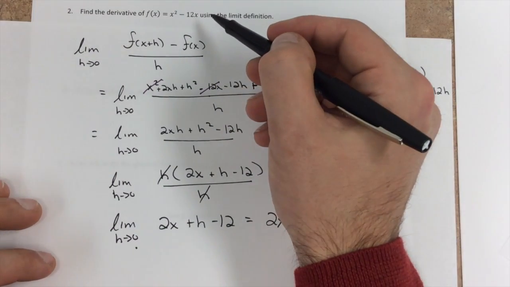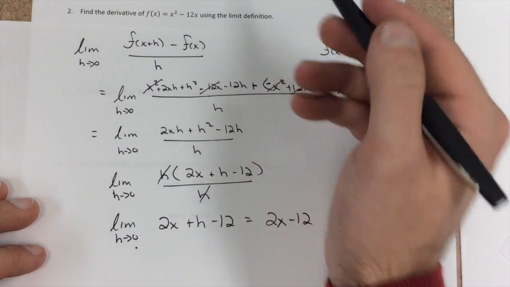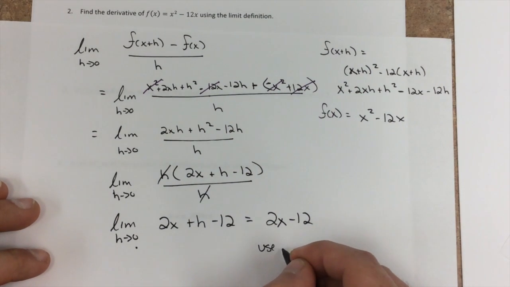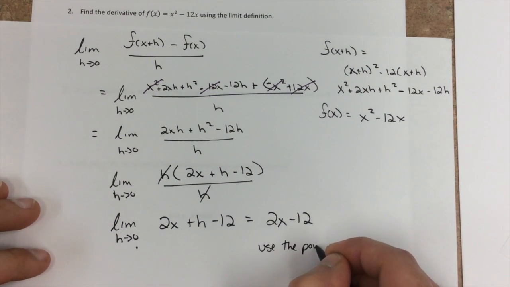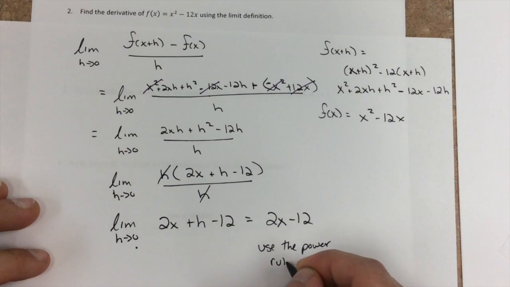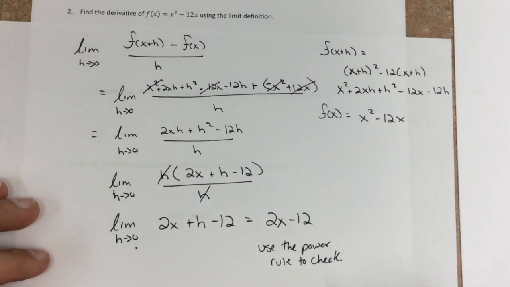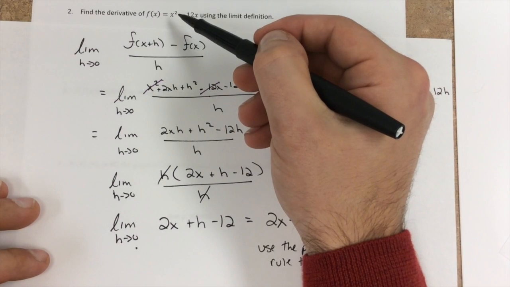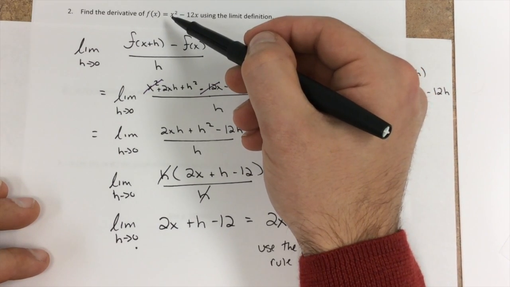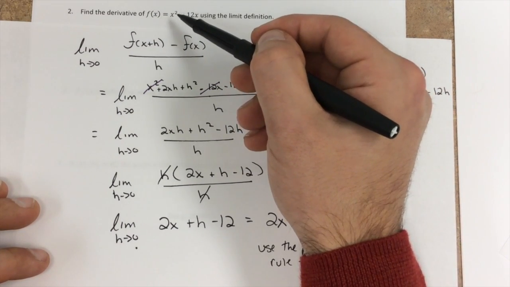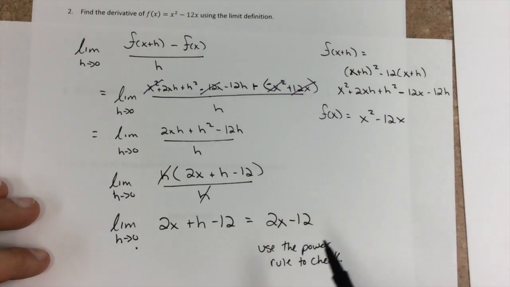Now from the beginning, we can look at this problem and double check our work. We can use the power rule to check. If we do the power rule, bring down the 2, 2x, subtract 1, so it's 2x minus 12. We got it right.